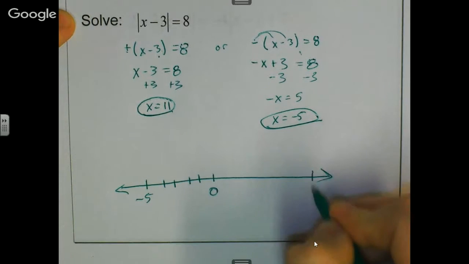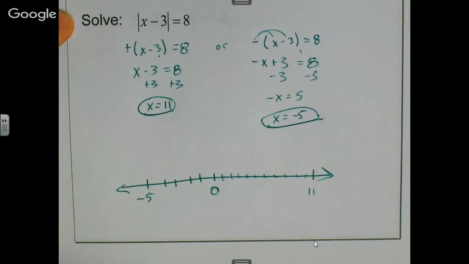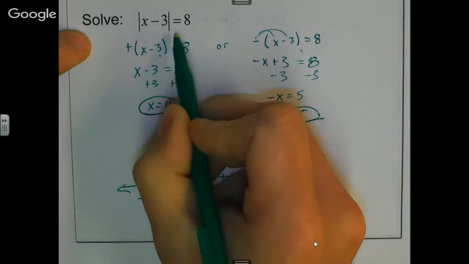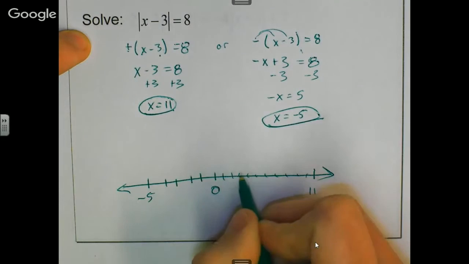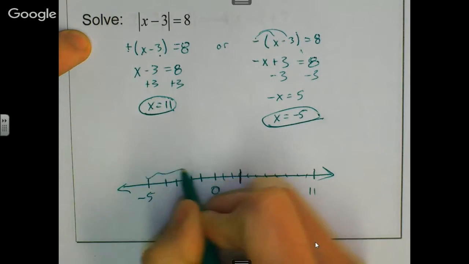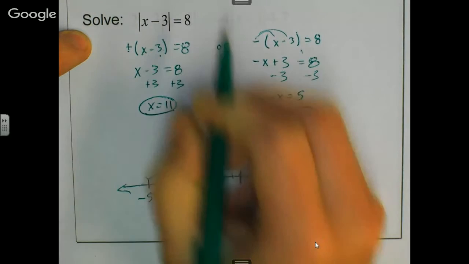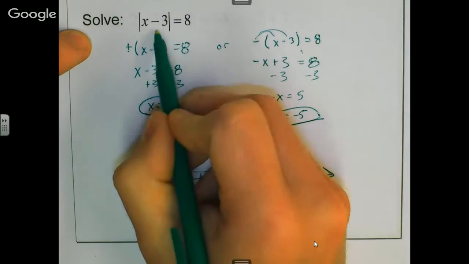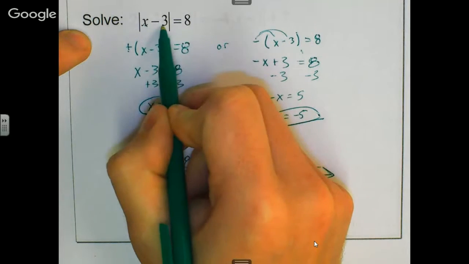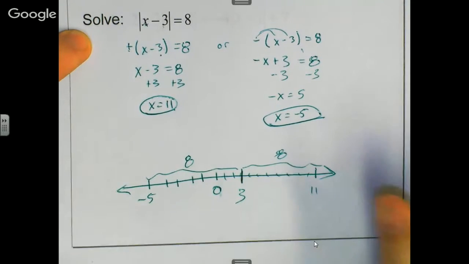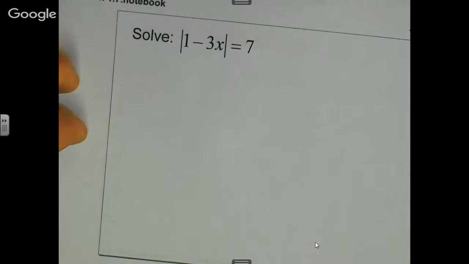And 11 out here. Let's just put a bunch of lines in there. That's 11. And I want to know what number was 8 units away. Well, that would have been your 3 right here. 8 units this way and 8 units this way was 3. So this question is really asking what numbers are 8 units away from 3? That's what it's asking. And we will get more into how do I know those kind of things later on.